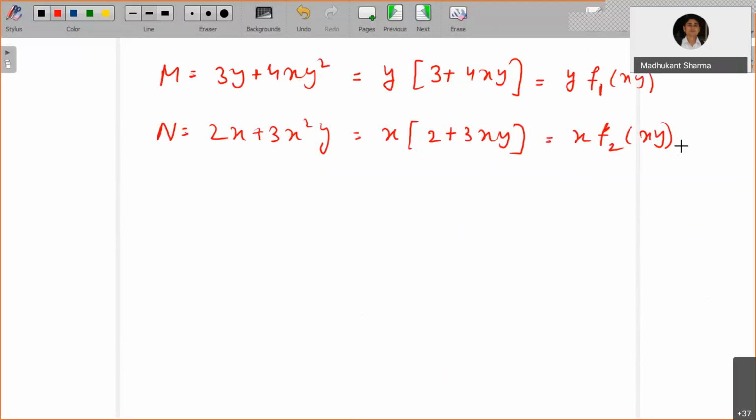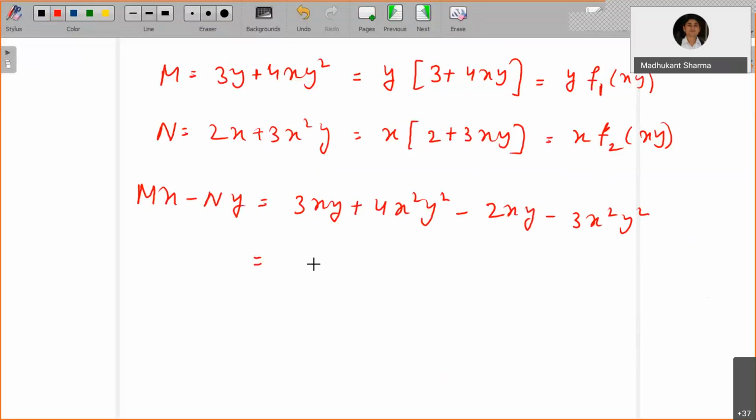And one of the integrating factors is 1 upon Mx minus Ny. Now, Mx minus Ny, multiplying by x and y, is equal to 3xy plus 4x square y square minus 2xy minus 3x square y square. So that's going to be xy plus x square y square, which is equal to xy times (1 plus xy).